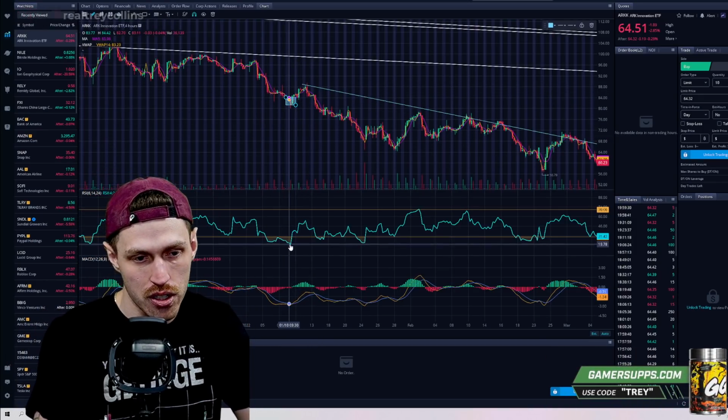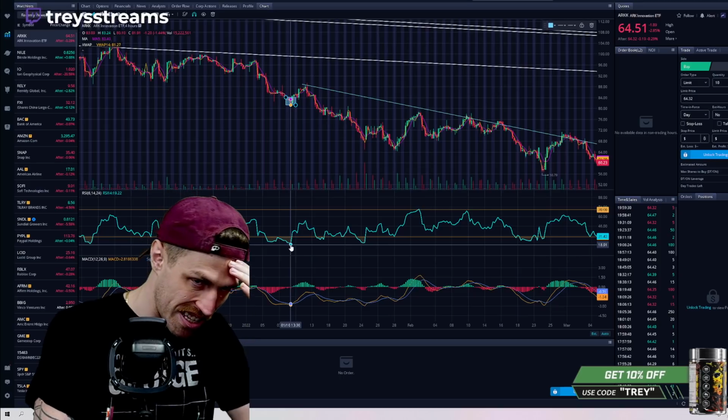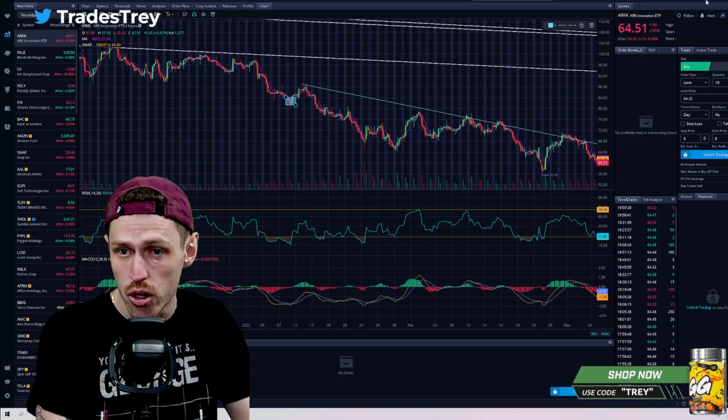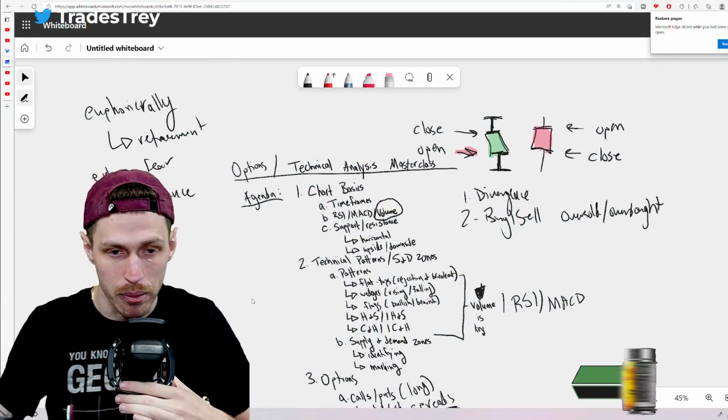So off of that, RSI is pretty low. You can see, yep, this is oversold. It's at 18, which is a good dip buying opportunity. And then it got a bounce, right? That's a divergence.